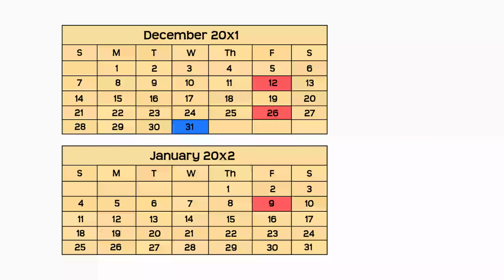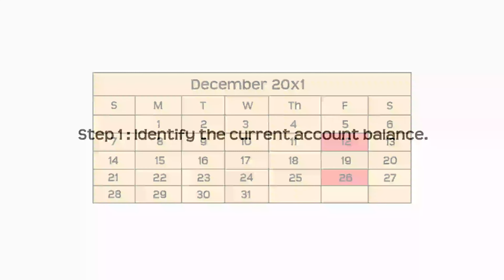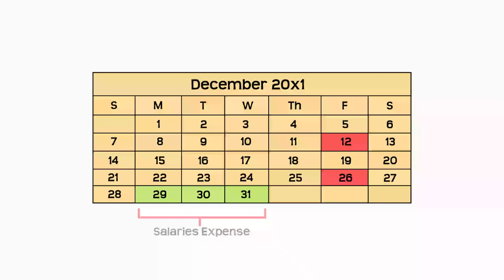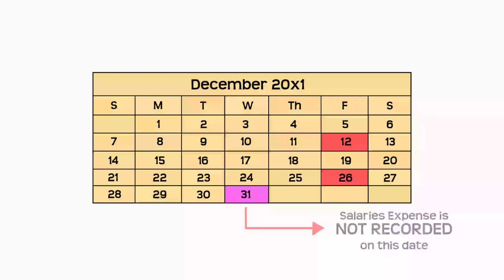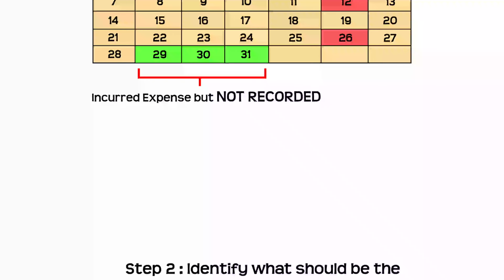The problem is, how do we record the December 29 to 31, 20x1 salaries, even though it will be paid on January 9, 20x2? Just like the accrued revenues, here's a review of the process. The company incurred the salary expense from December 29 to 31, 20x1, but by the end of the accounting period, payment remains unpaid and unrecorded. That means Sally's salary on these dates was only incurred but not recorded on the books.